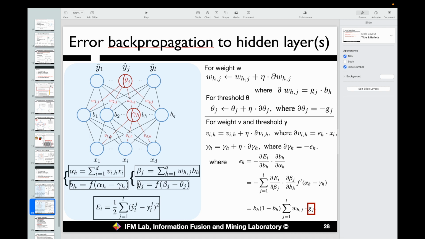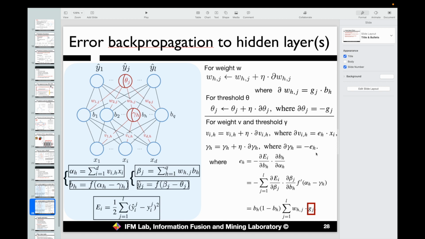Besides the v_ih, we can also learn this gamma_h for the neuron in the hidden layer as well, as gamma_h plus eta times the partial derivative with respect to gamma_h, right? And an interesting observation is that the partial derivative of the loss function versus gamma_h equals what? Equals negative e_h again.